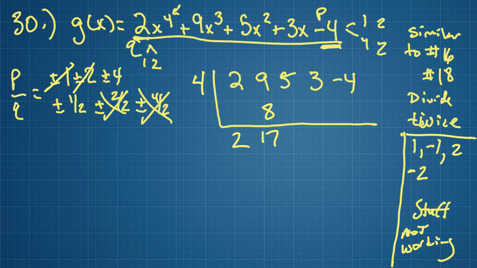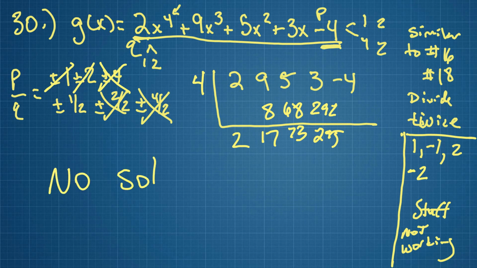is 17. 4 times 17 is 68. It gives me 73. 4 times 73, 292. Gives me 295. Definitely not going to give me 0. So 4 is not going to work. It means none of these are going to work. So I'm going to say there are no solutions.